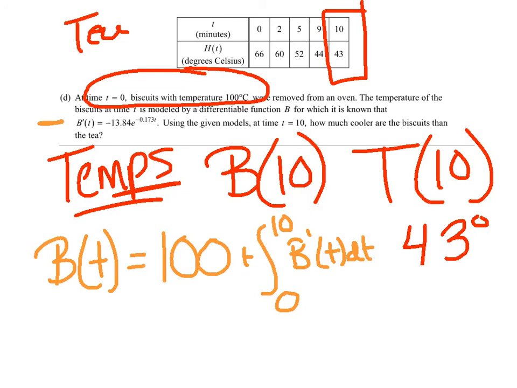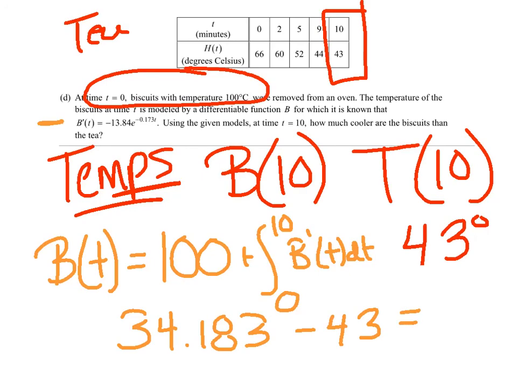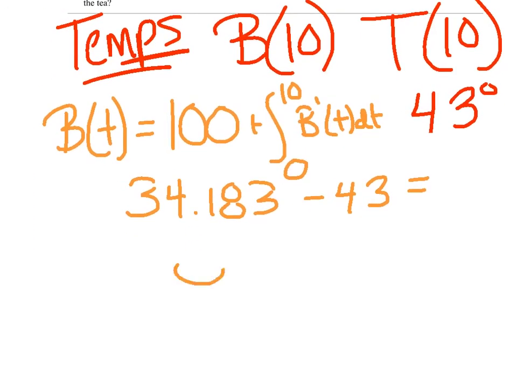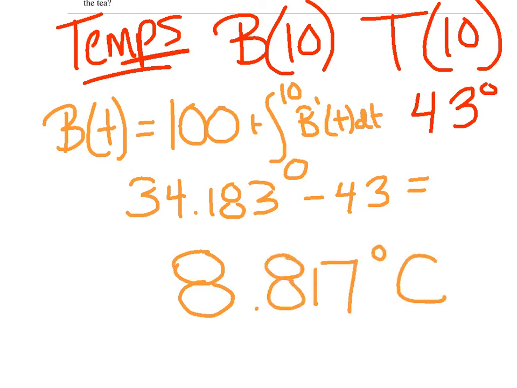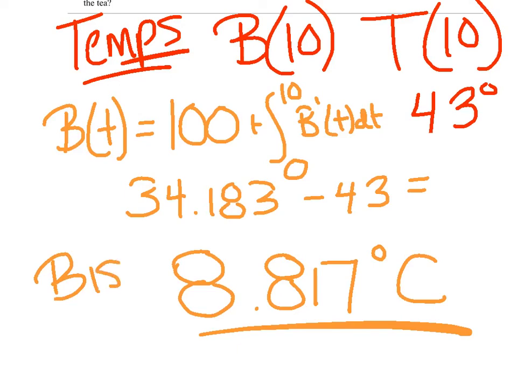So I'm going to grab my calculator, and I get b of 10 to equal 34.183, and I need to subtract my 43 degrees to find the difference in the temperature. And I would say there's a difference when I subtract that of 8.817 degrees Celsius. And I would definitely say that the biscuits are cooler than the tea.